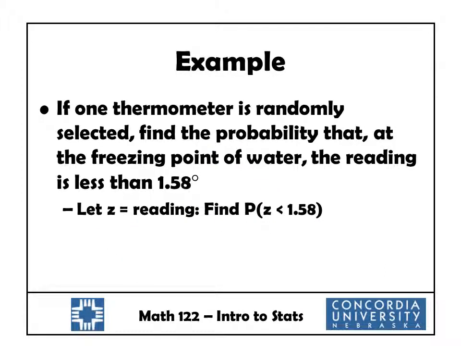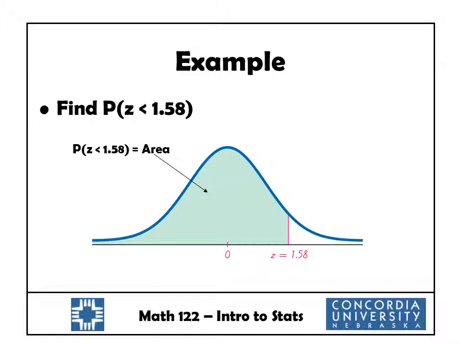So as an example of finding standard normal probabilities, we used this example of these thermometers, which have a mean of 0 and a standard deviation of 1 and a normal distribution. And so we want to find the probability of getting a thermometer that reads less than 1.58. And so the way we did this is we sketched our bell curve, went to 1.58, drew a vertical line, shaded to the left, and that area is our probability.